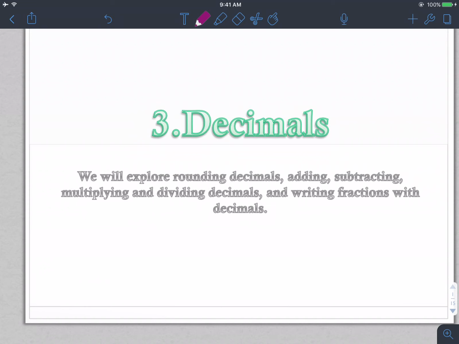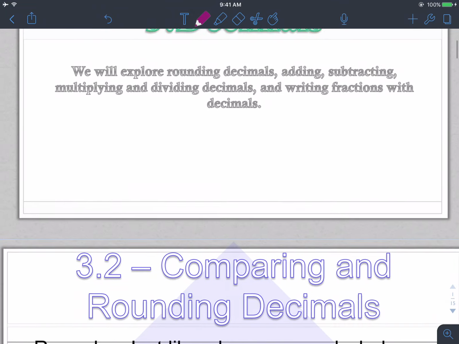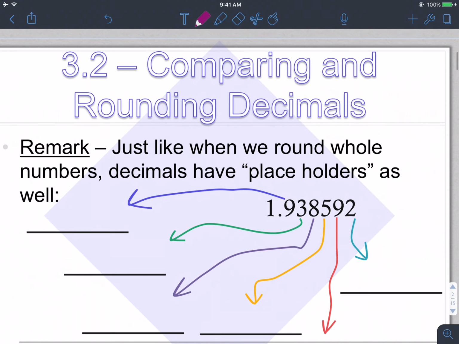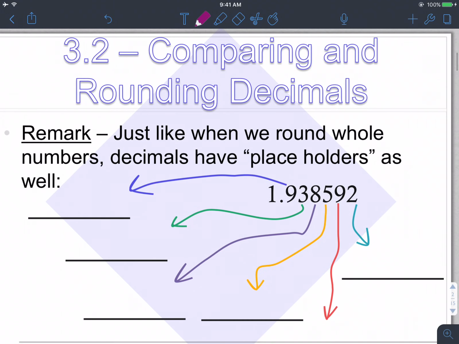Okay. The third unit, third module is decimals. Rounding, adding, subtracting, multiplying, dividing. All right, and they have placeholders. Just like ones, tens, hundreds, thousands.